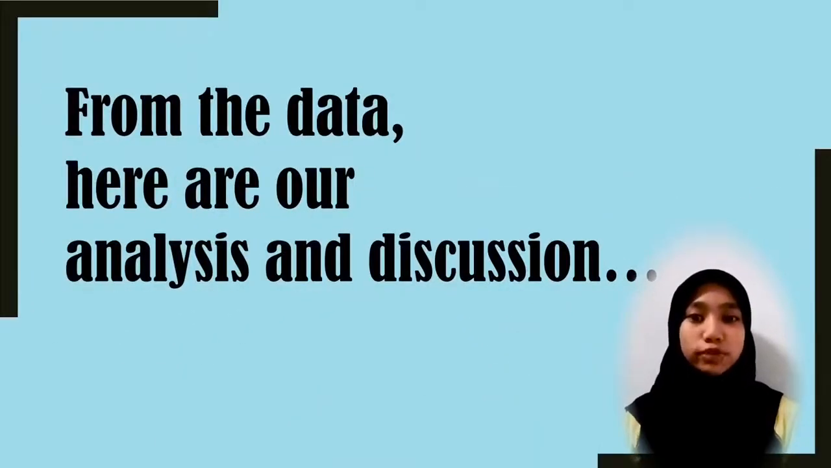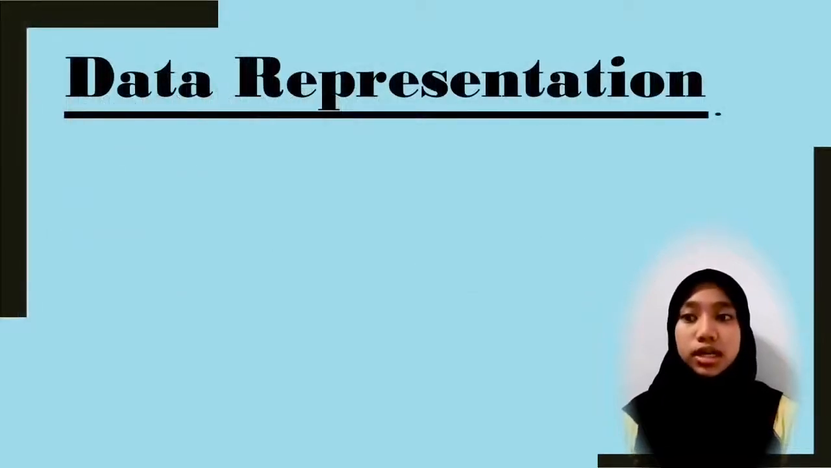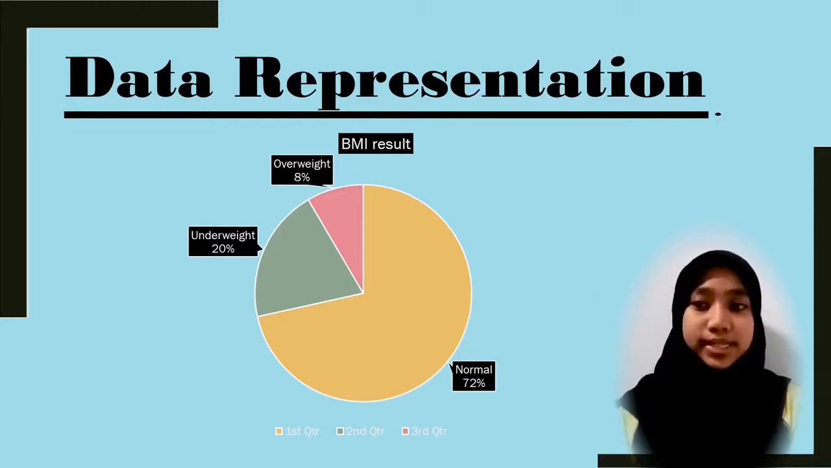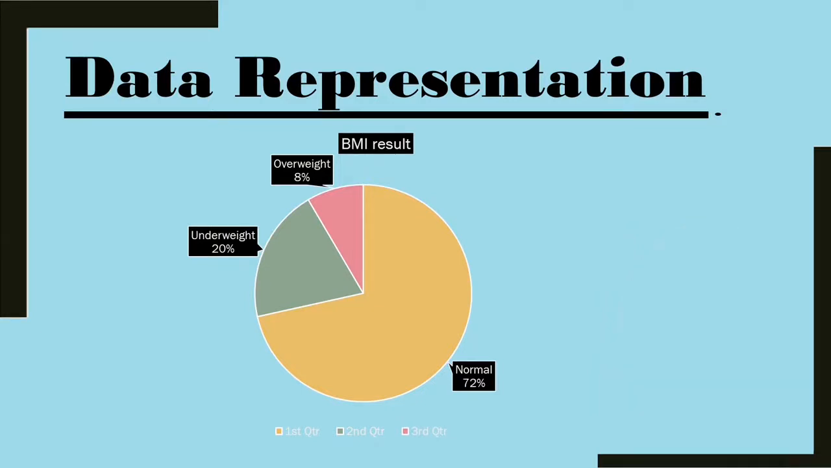The percentage of students with normal BMI is 72%. The underweight percentage is 20%, while students with overweight percentage is 8%. As you can see here, this is our cluster column chart. Then I'm going to show you our calculation of mean, mode, and median.